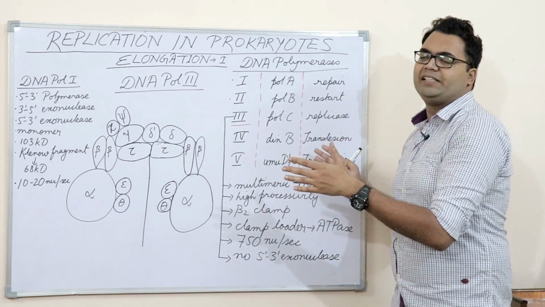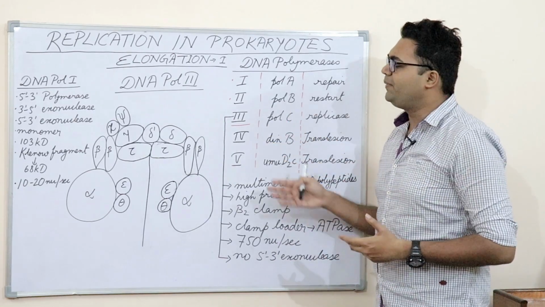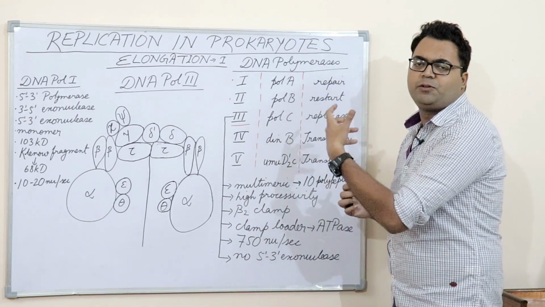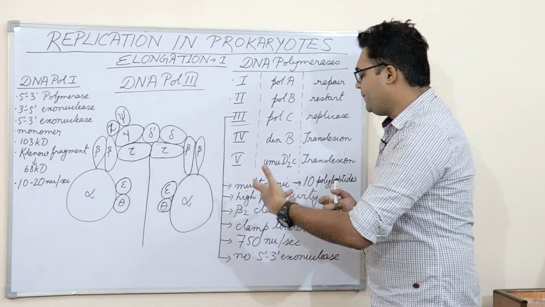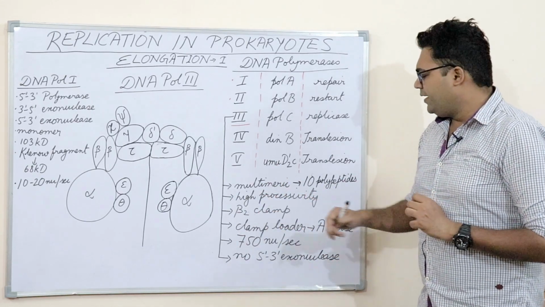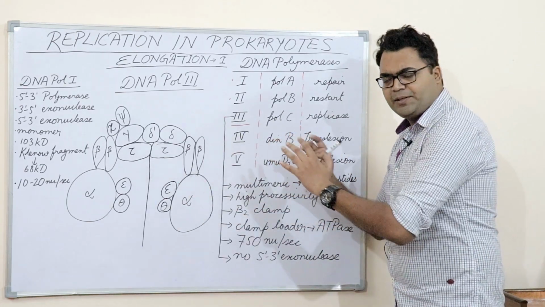It's a huge holoenzyme. When we talk about DNA polymerase 3, we have to talk about the DNA polymerase 3 holoenzyme, because all these subunits together make the functional DNA polymerase 3, which is known as the DNA poly 3 holoenzyme. Then it has got high processivity due to the beta 2 clamp. Now understand this extremely carefully.